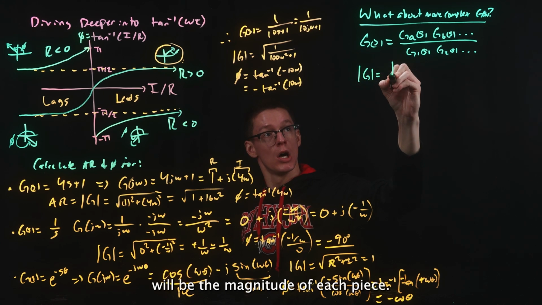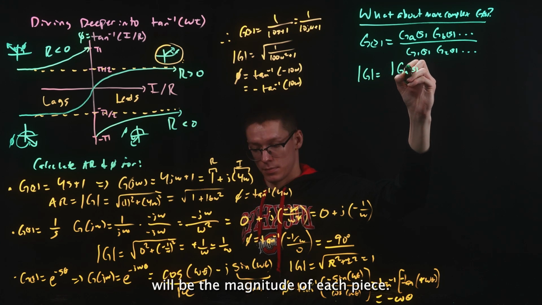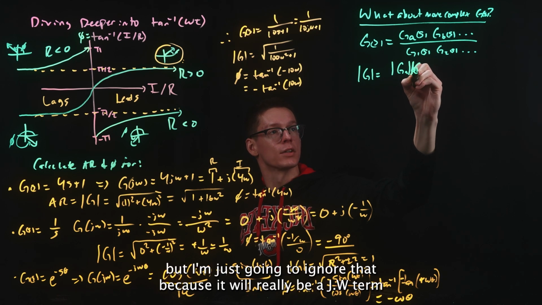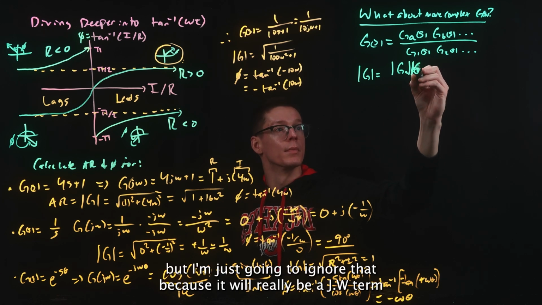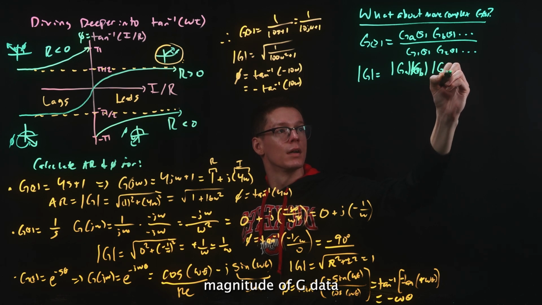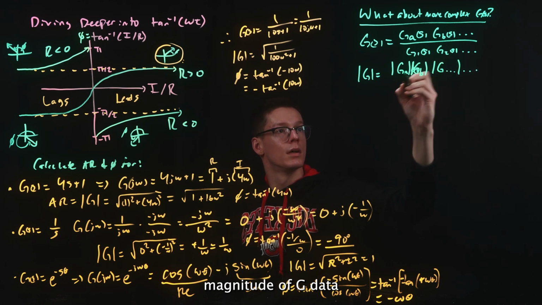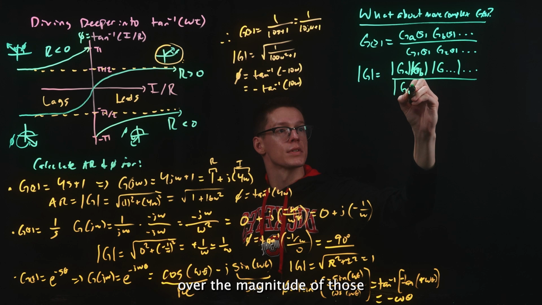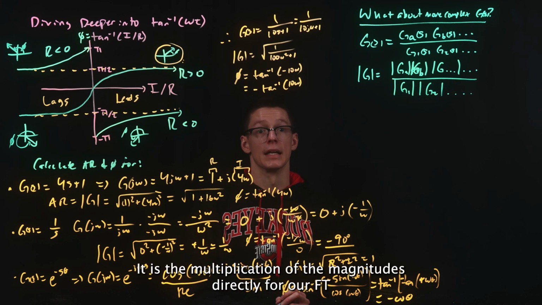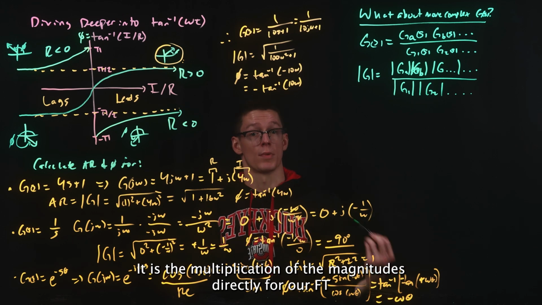The magnitude of G will be the magnitude of each piece. And so I still have that s term, but I'm just going to ignore that because it will really be a jw term. The magnitude of GA times GB, over the magnitude of G1 times G2, and so forth. It is a multiplication of the magnitudes directly.